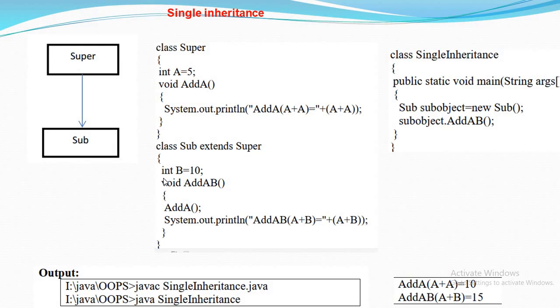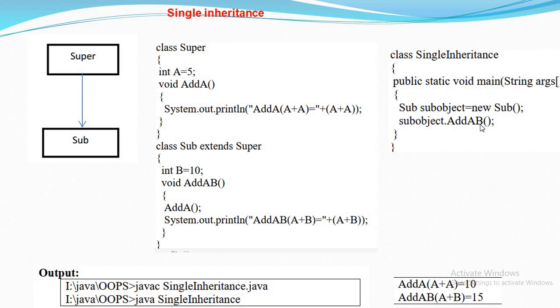So, an example for single inheritance. Here the class name is Super, declaring the variable a equal to 5, then we use the function add a, where we print the value of a. Then this is the subclass. The subclass extends the properties of the base class Super. Here we use the function add. Creating the object for the subclass, the sub object accesses the functions of the superclass and the subclass.